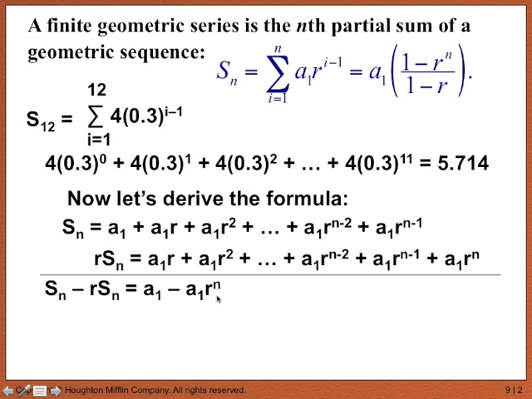All right, and now just using algebra 1 techniques, we can see how this simplifies. This simplifies because the S sub n comes out, factor it out. We also can factor out the a sub 1.